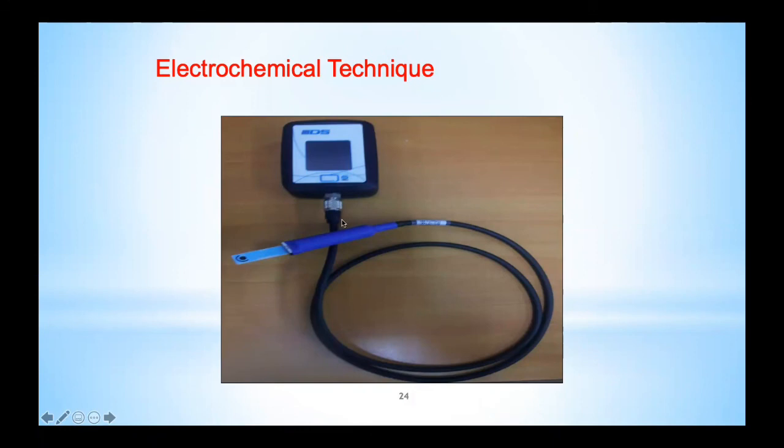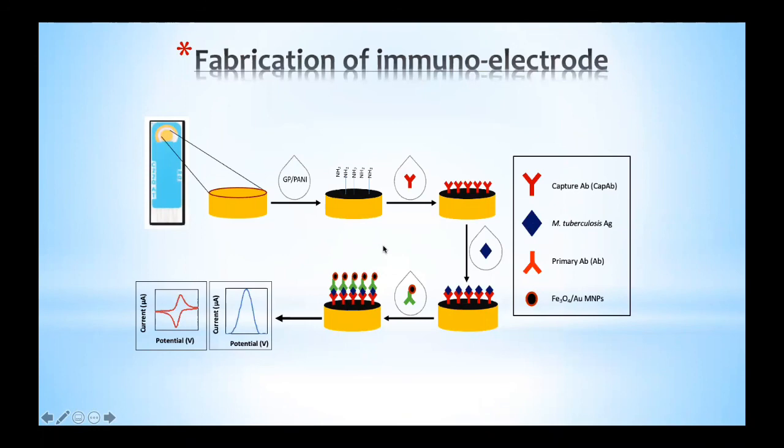Immunosensor can also be developed using electrochemical technique. As you can see here, the same principle, the same ELISA principle, can be applied. We have the capture antibody, the antigen, as well as the primary antibody attached with the marker. Here, the marker is a combination of gold nanoparticle and magnetic nanoparticle, which will be indicated by the change of current if the interaction occurs.